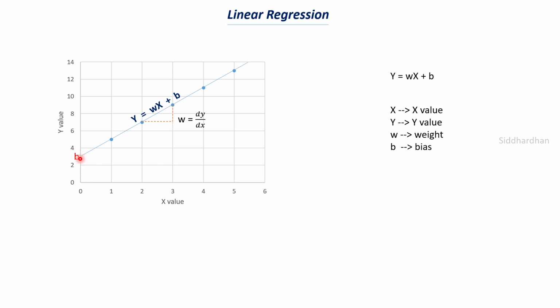So intercept value is nothing but let's try to put the value as 0 for x. Okay, so let's try to take this equation and let's put x value as 0. So what will be this equation when x is 0? So w into x, which is w into 0, will be 0, and y will be equal to b, right? So b is nothing but the value of y when x-axis value is 0.